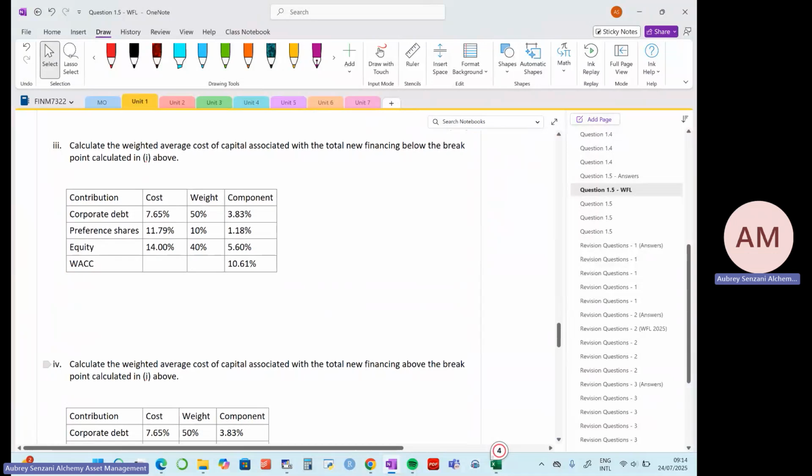625,000. So here, remember in part 1, we calculated the costs of each source of funding. Okay, and then we just times it by the weighting, and that's how we're getting this WACC of 10.61%. Okay, now if we look at part 4, it says calculate the weighted average cost of capital associated with the total new financing above the break point calculated in part 2. Okay, so the break point.